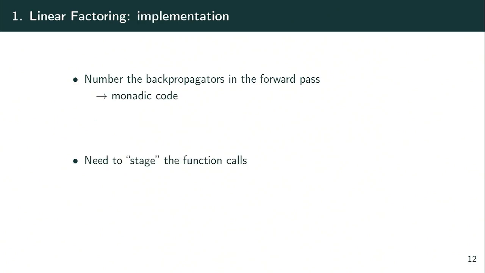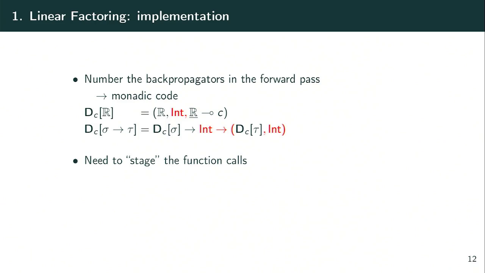Firstly, to number the backpropagators in the forward pass, we are going to change the target program to monadic code. And this is not very complicated. I'll just show the type transformation here, and the term transformation you can see in the paper. We're going to number the backpropagators, so we should insert this somewhere. And we are going to change the transformation of function arrows to a state monad over int, so that we can generate the IDs. This works fine.